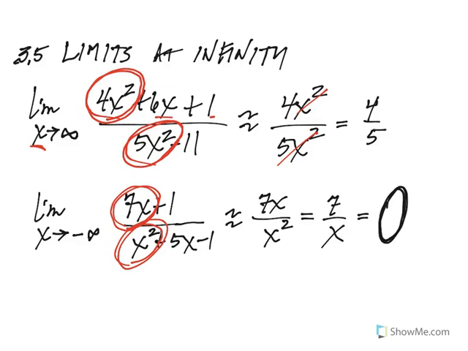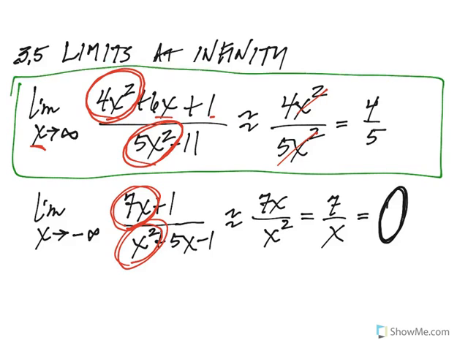So here's a couple of rules that you can go with. If they are equally heavy, like for instance this first one here, when I say equally heavy, I mean that the powers in the numerator and the denominator are equal. You've got an x squared in the top and an x squared at the bottom. The limit is equal to the coefficients in front. So you can see it's 4/5.